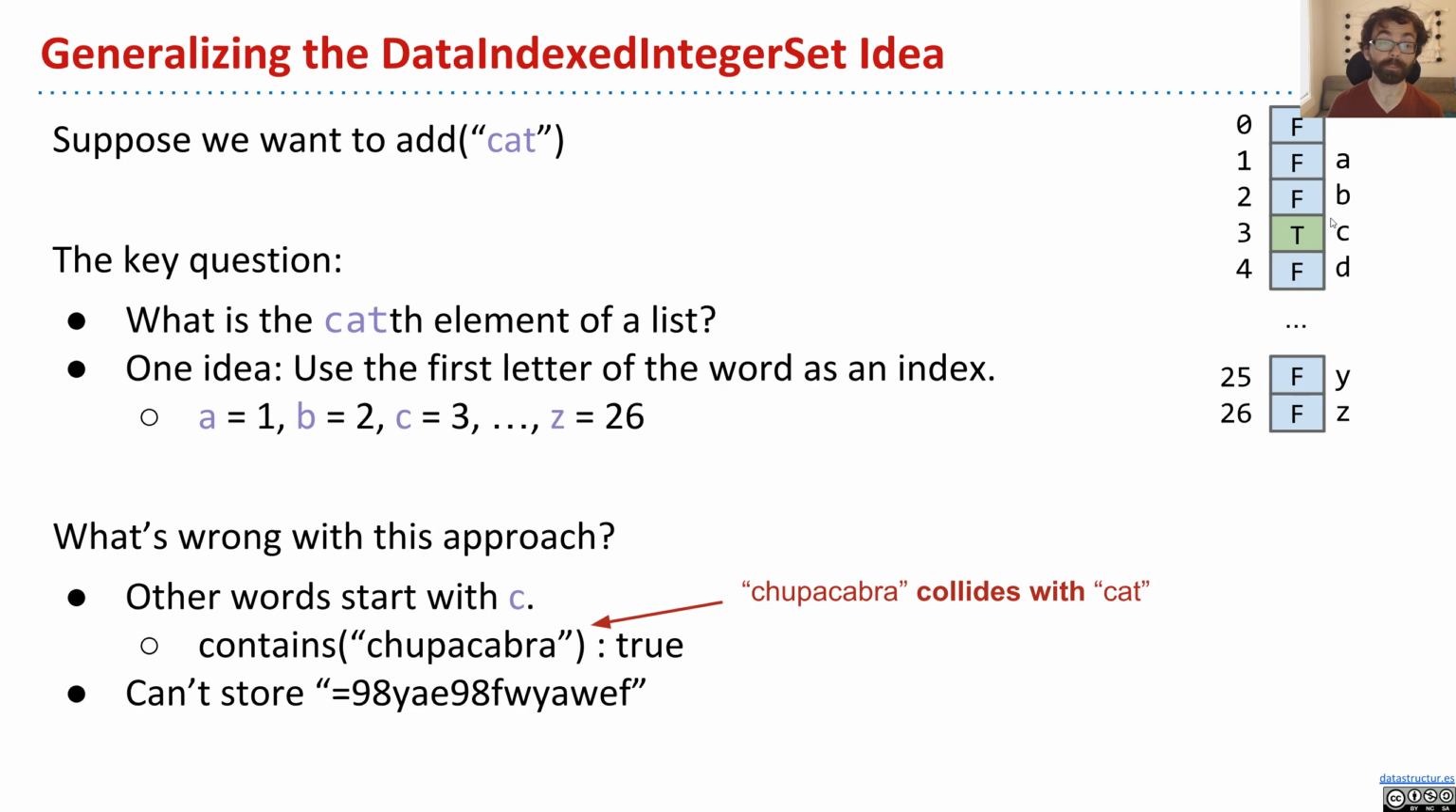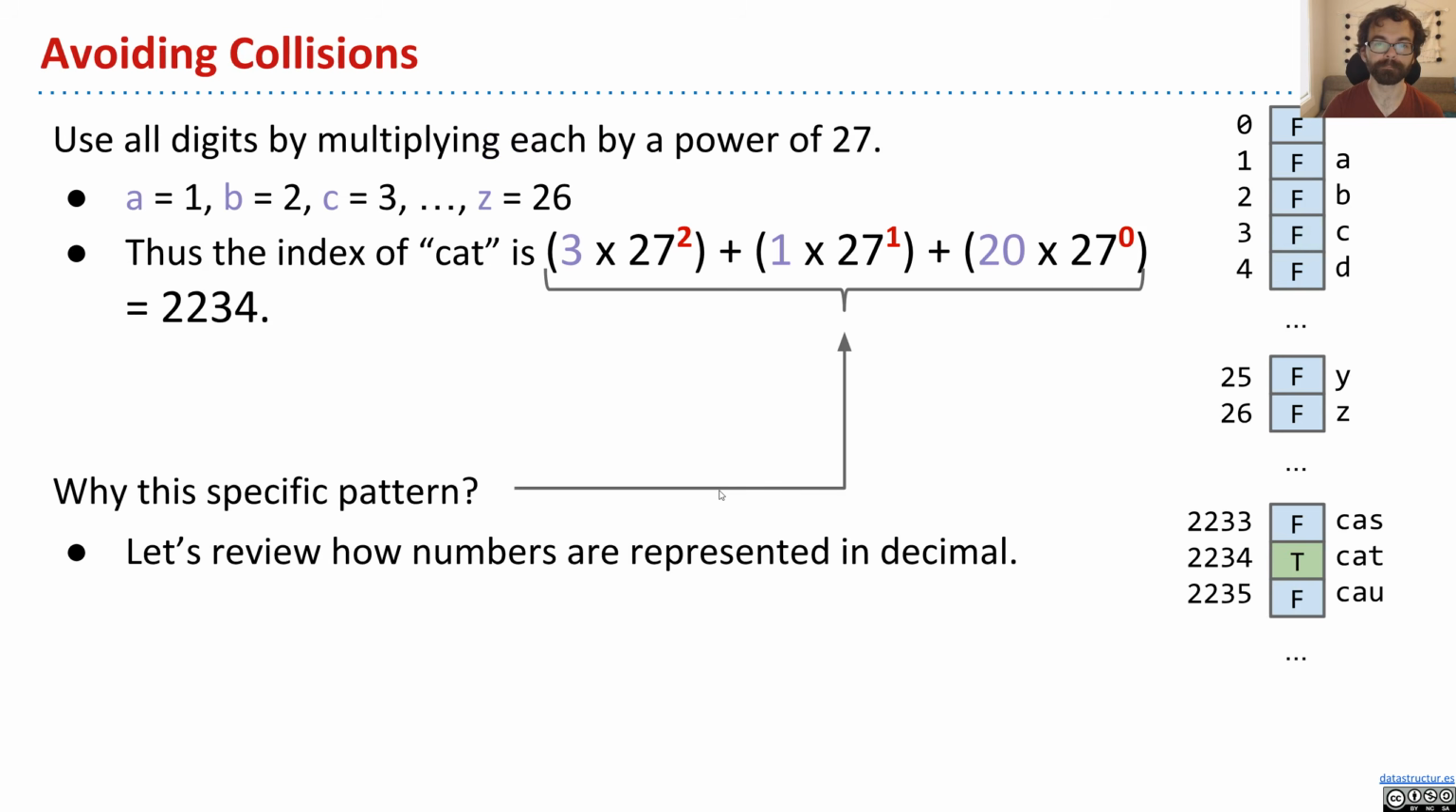Now the problem with this approach is that if we then ask, does the array contain chupacabra? Well, since chupacabra also starts with C, we'll get back true. And in this case, we would say that chupacabra collides with cat. The same representation is used for both words. Another problem, which we won't address in this video, but we will soon, is we can't store strings that start with, say, equals, because equals is not a letter of the alphabet.